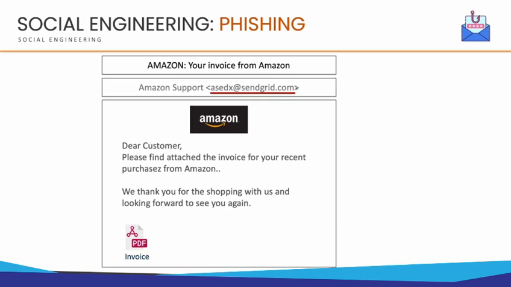So that's the first red flag. Moreover, if you have a closer look at the email, you're going to find a lot of grammatical and spelling mistakes. For example, in "purchases" there are two full stops, and "we thank you for the shopping with us." Now, it's not a rule, every phishing email won't have grammatical or spelling mistakes, but generally they do, and it's always good to be on the lookout for them.